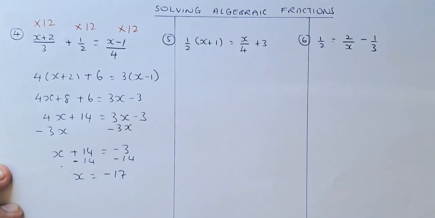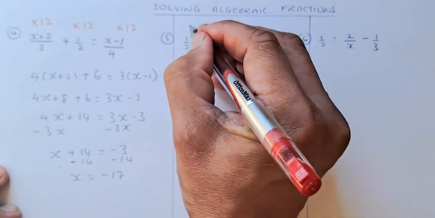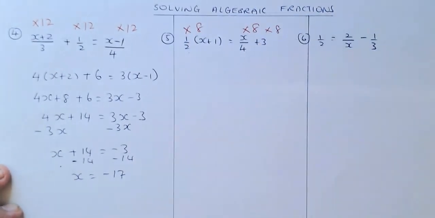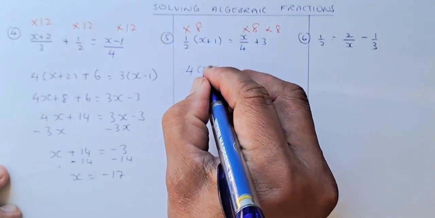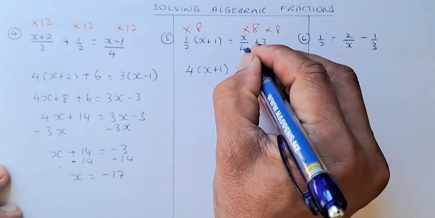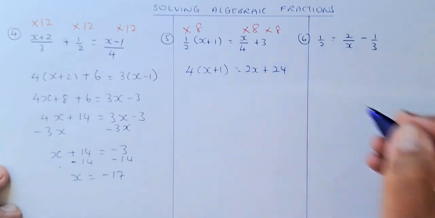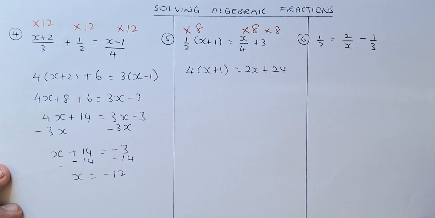Okay, next question. (1/2)(x + 1) = x/4 + 3. The lowest common denominator is 8. So you're going to multiply by 8 for each term. For the first term, 8 divided by 2 is going to be 4(x + 1). The second expression is going to be 2x. And the third expression is equal to 24. Oh, actually, you can multiply by 4, but 8 is fine too, okay?